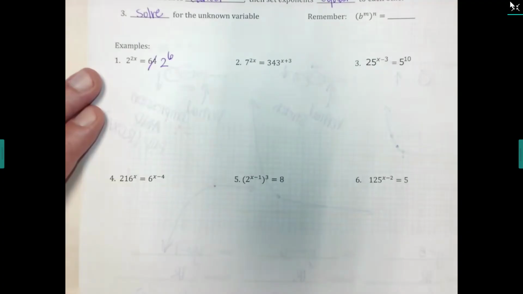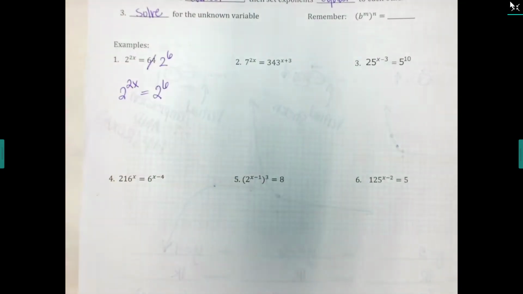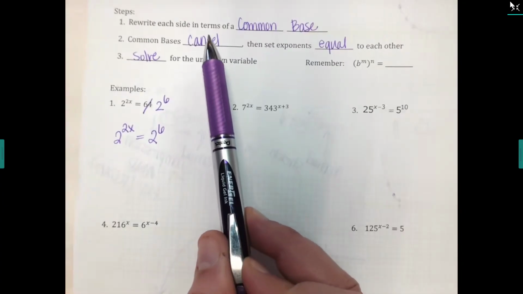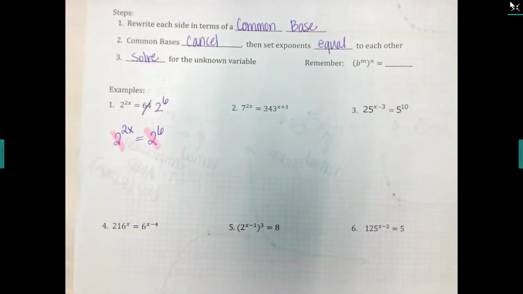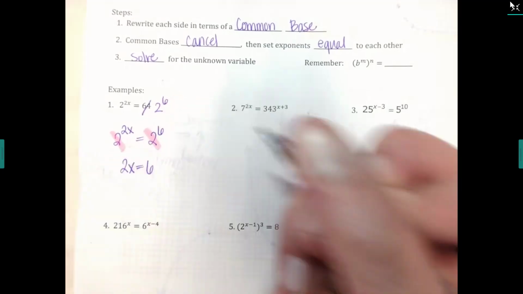So now here's what my equation says. 2 to the 2x equals 2 to the 6. But remember, that's where you're using the chart to find the equivalent common base. Then from there, the next step says I can do what with those common bases? Cancel them out. So if I have a base 2 on both sides, whoop, whoop, cross those out. Then I just have 2x equals 6, and then I can solve it regular.